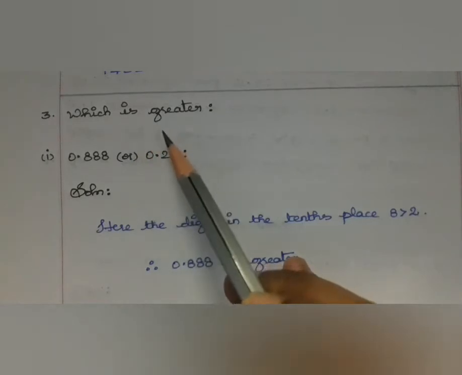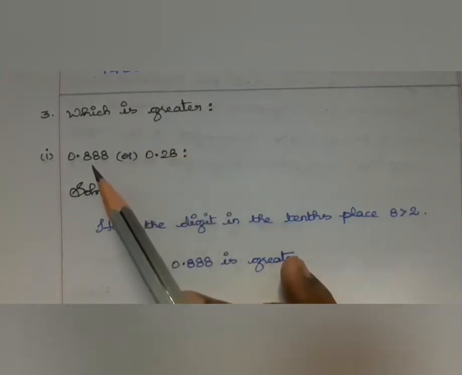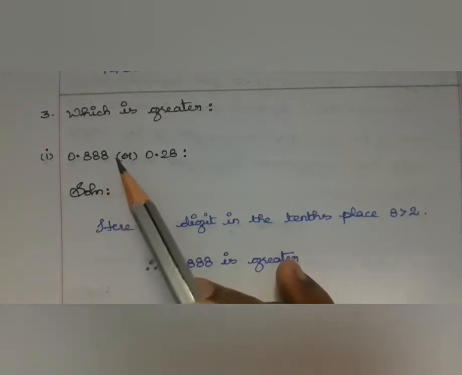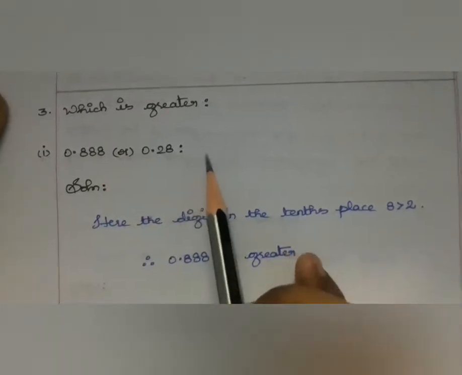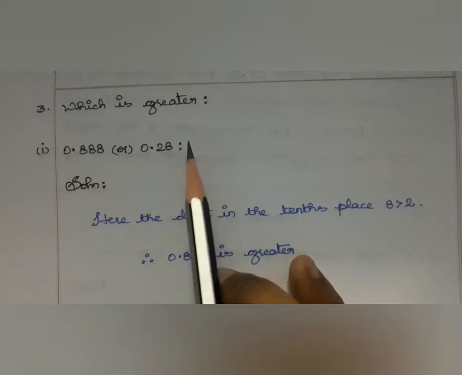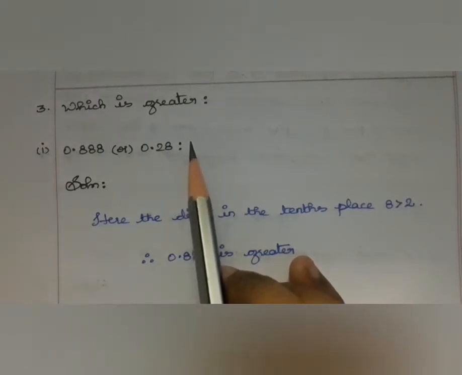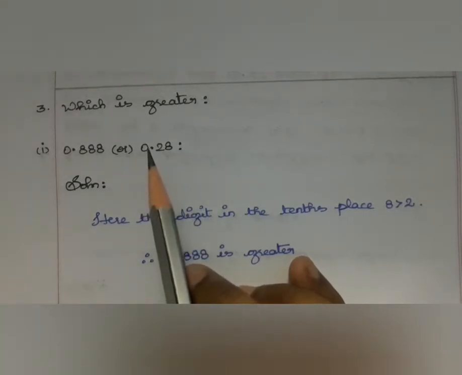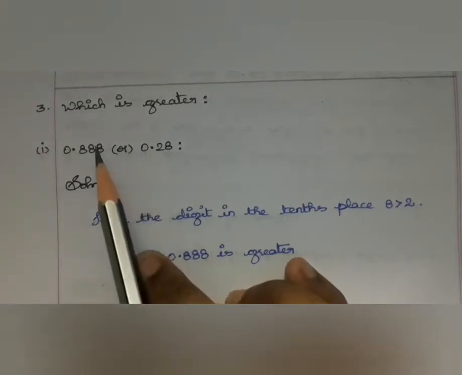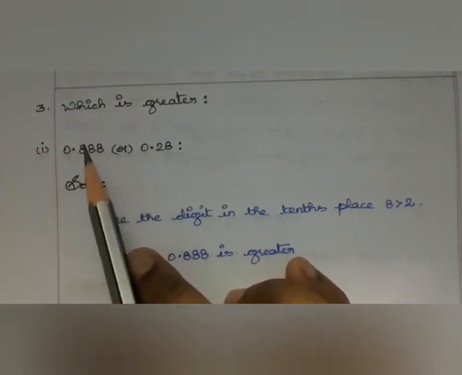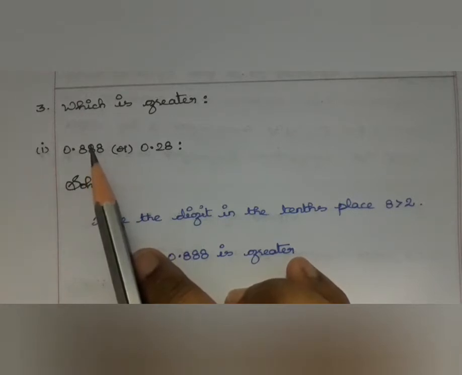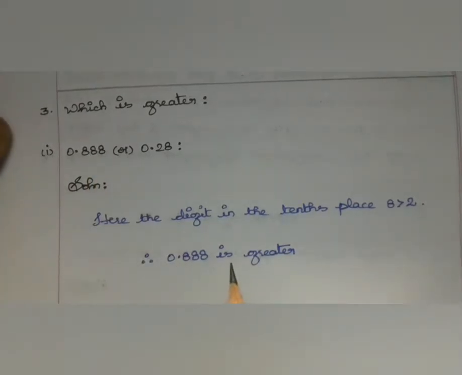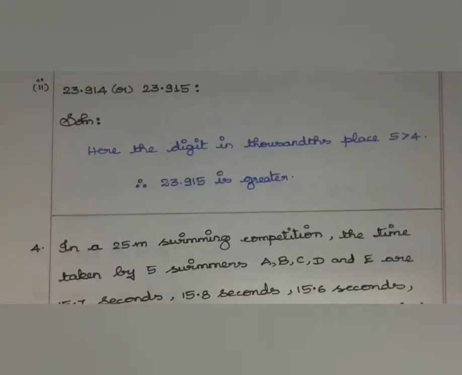When you go with the greater, they have given the question 0.888 or 0.28. So here you have to again compare the whole number part and next the tenths part, then hundredths part and thousandths part. So when you check the tenths place itself, we can find that 8 is greater than 2. Therefore the greater number is 0.888. Therefore 0.888 is greater. Fine? Yes.